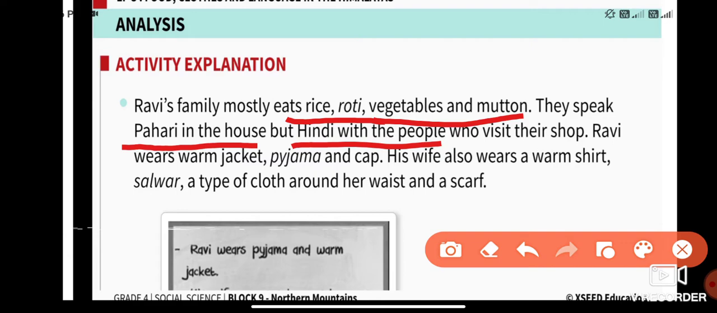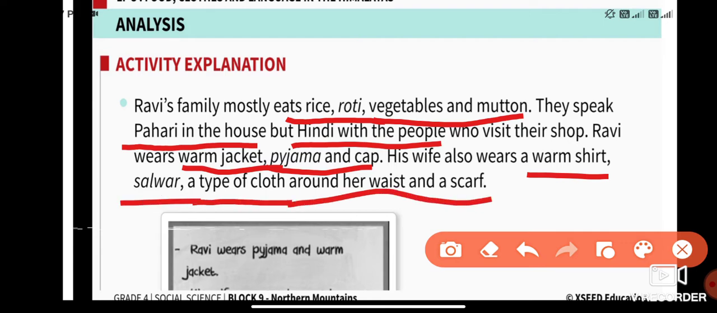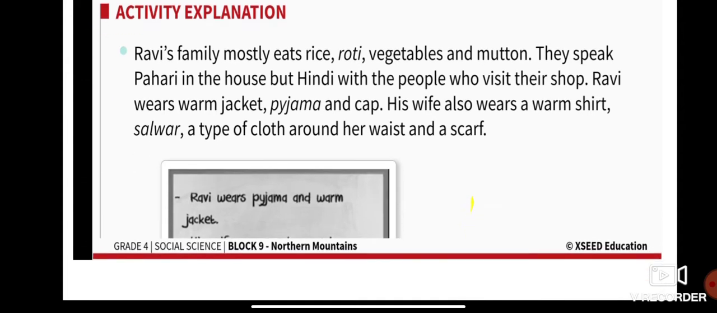Ravi wears a warm jacket, pajama and cap. Likewise, his wife wears a warm shirt, salwar, a type of cloth around her waist and a scarf. So that is what Ravi's wife wears. I hope you get it clear.